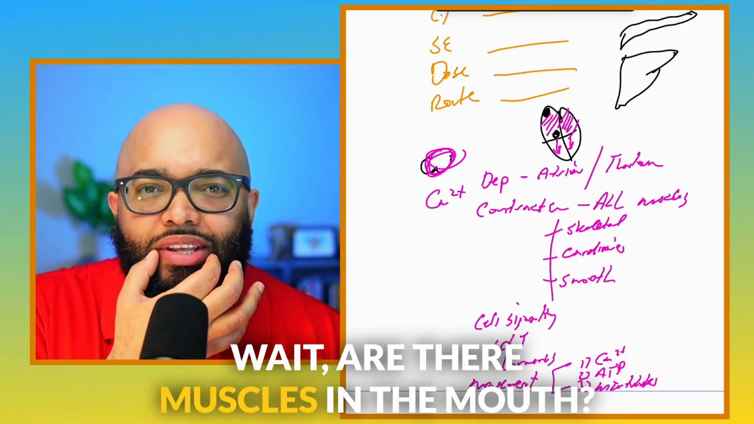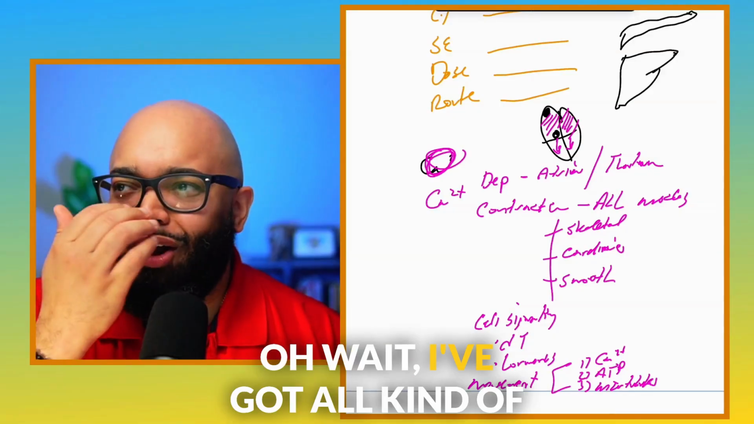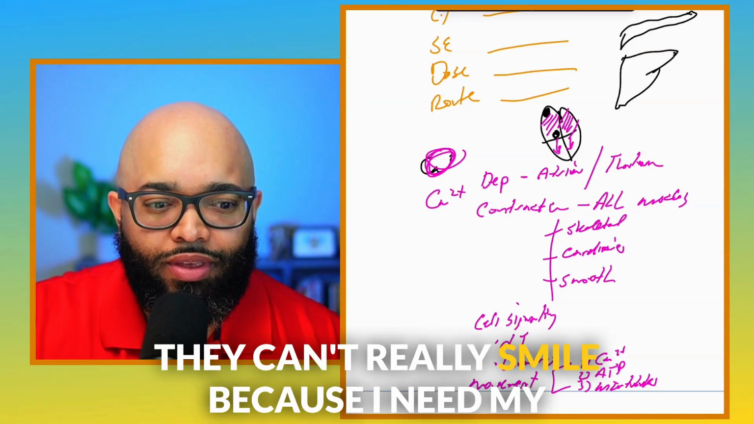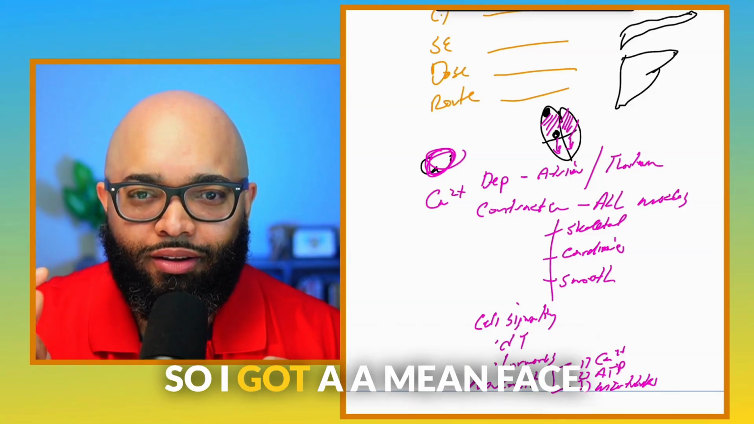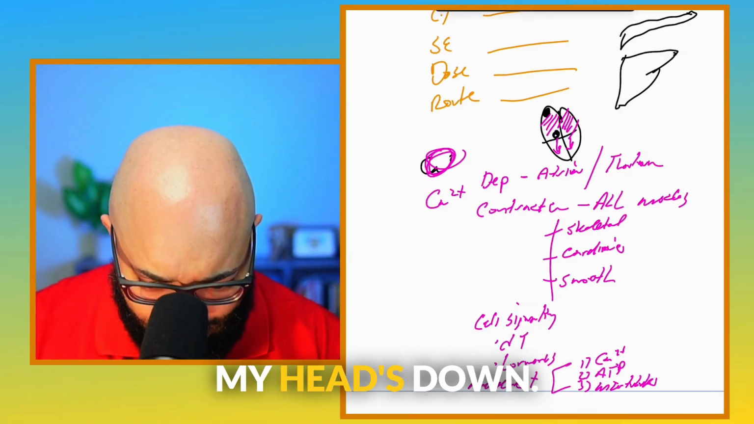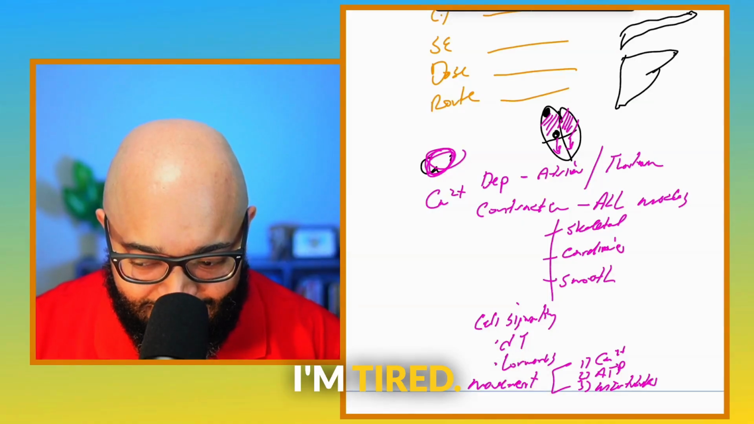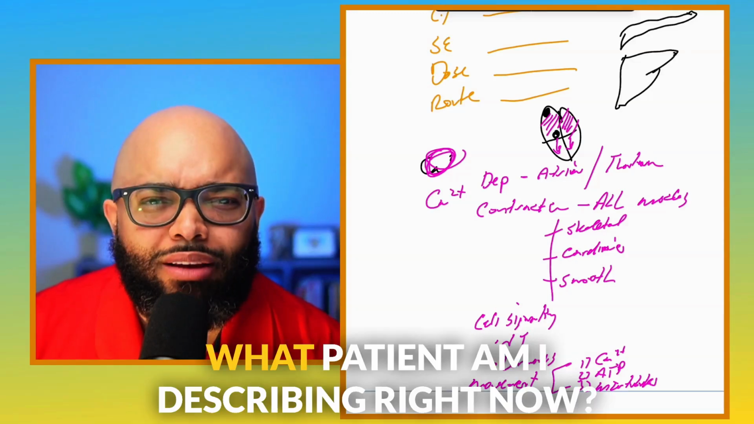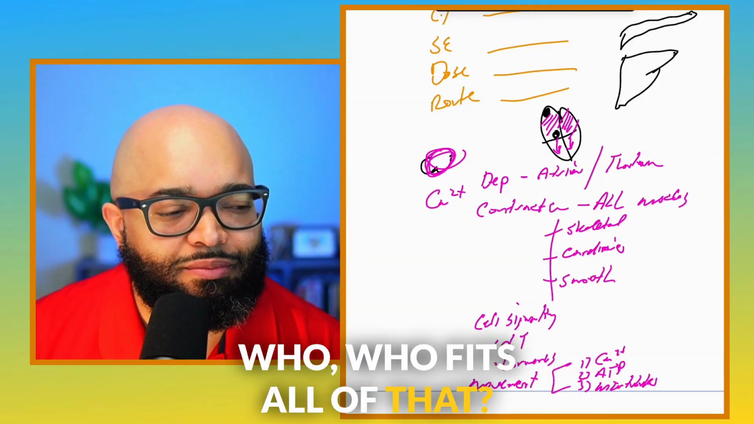Wait, are there muscles in the mouth? Wait, I've got all kinds of muscles in the face. They can't really smile because I need my muscles to contract for me to smile. So I've got a mean face. My head's down. I'm tired. I don't want to move. I'm weak. What patient am I describing right now? Who fits all of that?